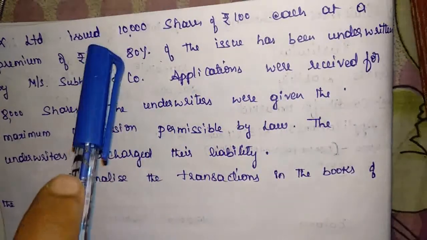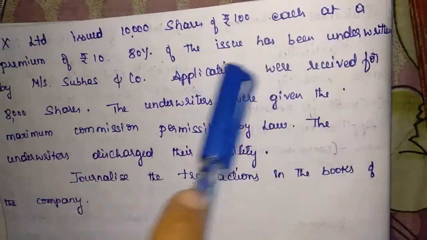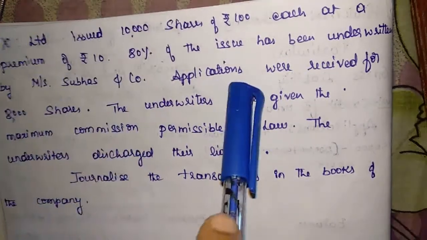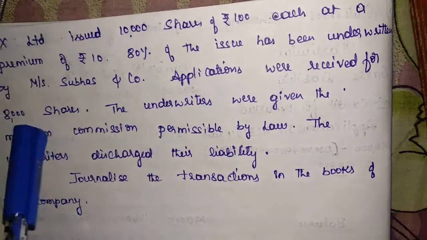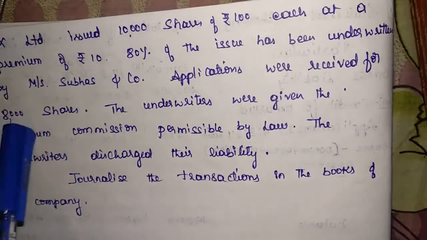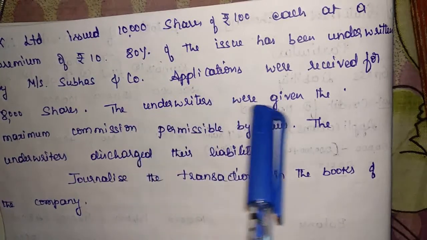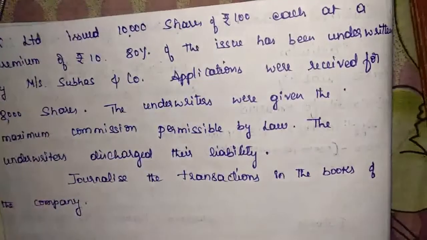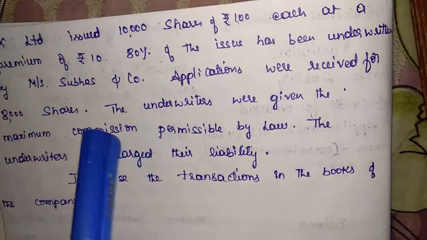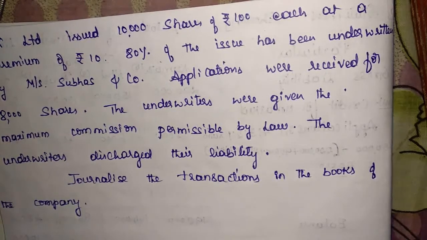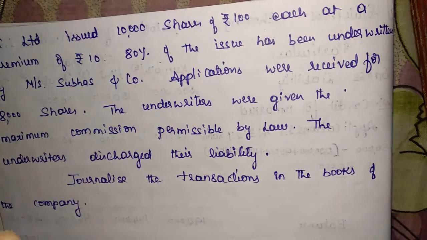So 80% of the issue has been underwritten. That means underwriting is for part of the issue, and there is only one underwriter. Applications were received for 8,000 shares from the public; the company receives 8,000 applications. The underwriters were given the maximum commission permissible by law. So here shares are being issued. So what is the maximum rate of commission? That is 5%. In case of shares, commission should not exceed 5%.